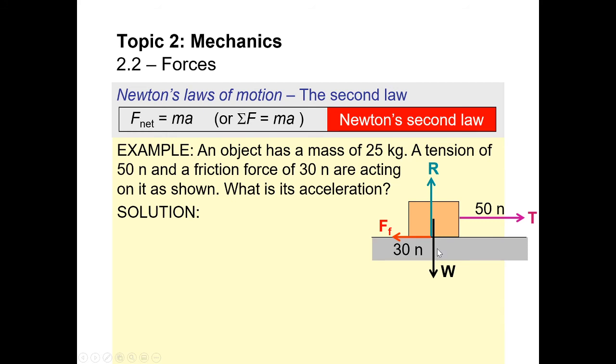Okay, let's do this problem. An object has a mass of 25 kilograms, a tension of 50 newtons, and a friction force of 30 newtons, and they're acting on it as shown. What is its acceleration? We actually did this problem before.